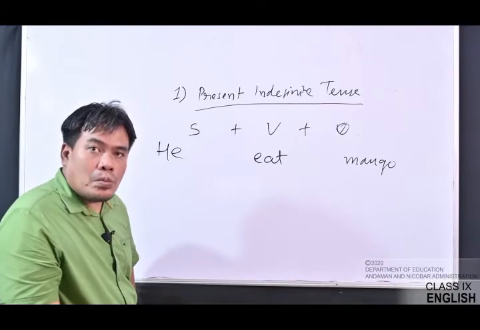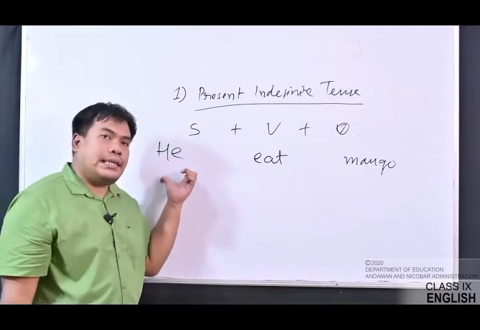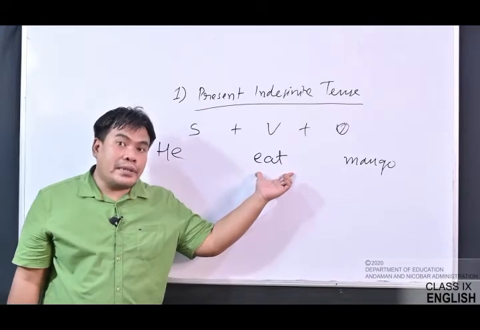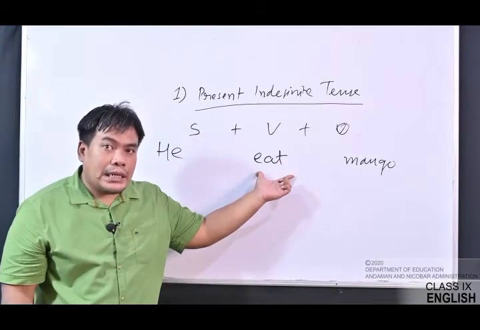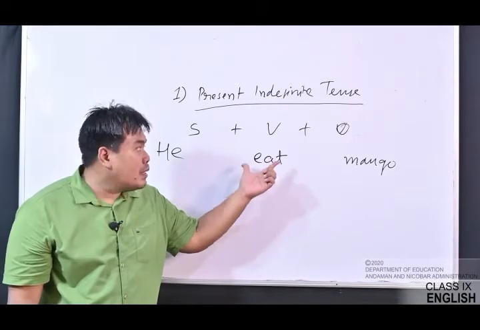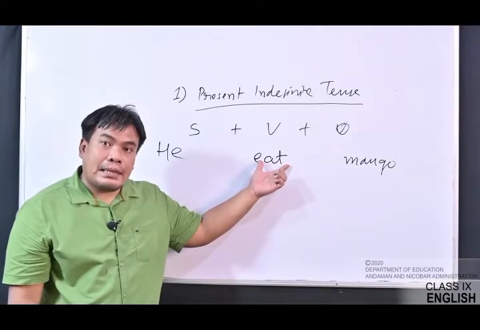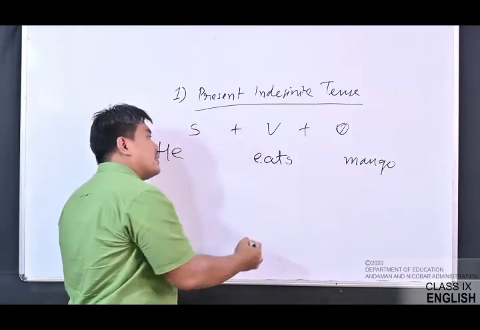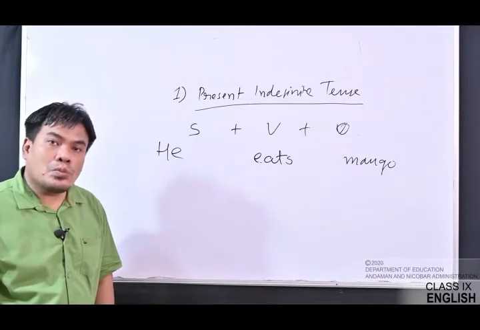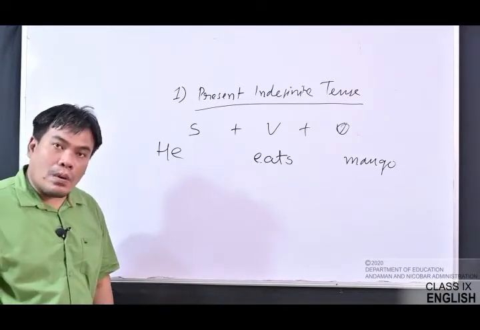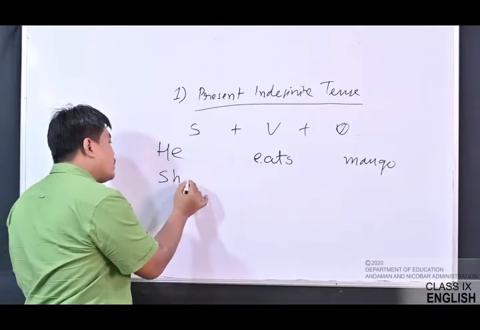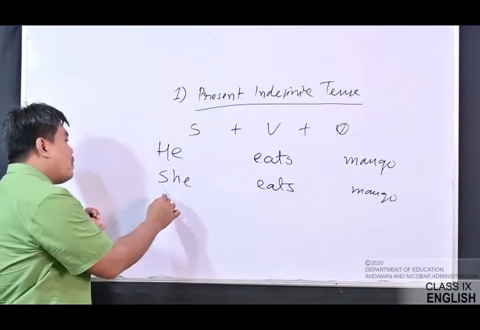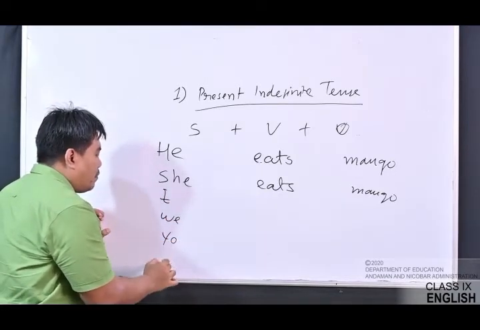He eat mango? No, it's wrong. How? I'll tell you. He has to be used there, right? Eat. There it's given in the table. He, she, it, plus first form of verb. This is the first form of verb, eat. Yes. But with the letter S, you have to add the suffix. He eats mango. Okay? He eats mango. It will be the same for this one also. She eats mango.